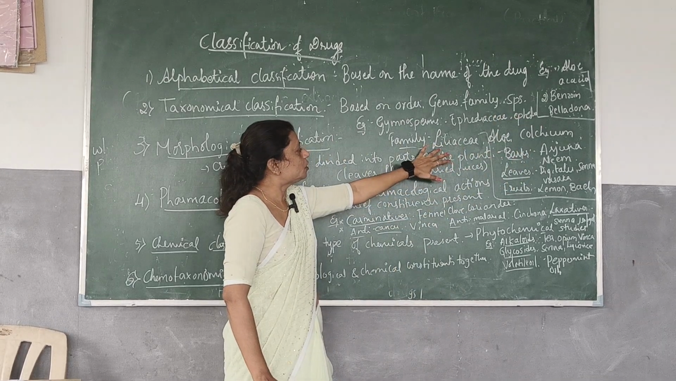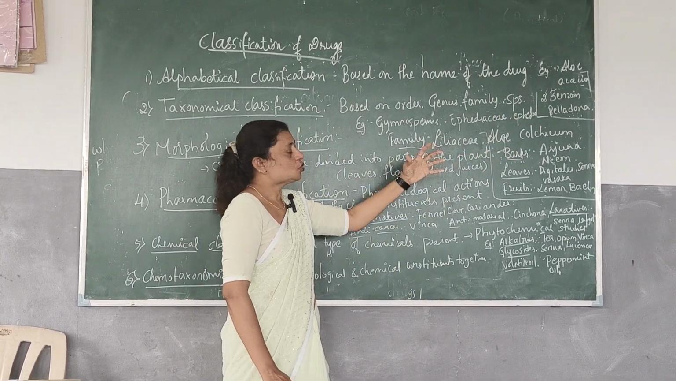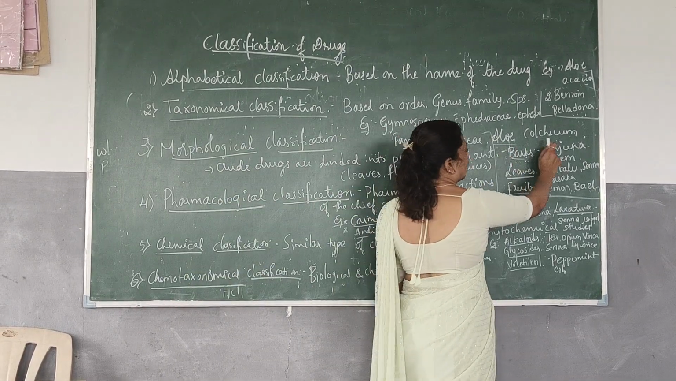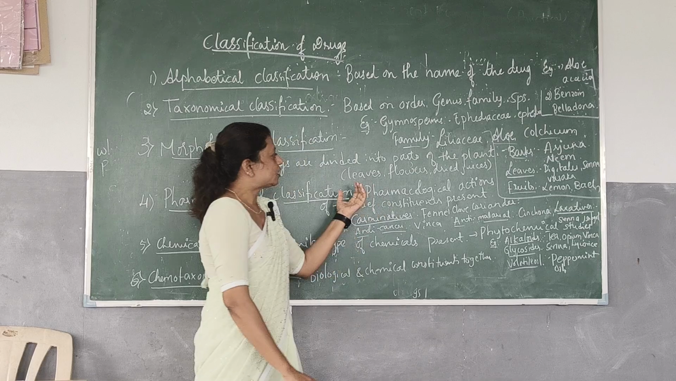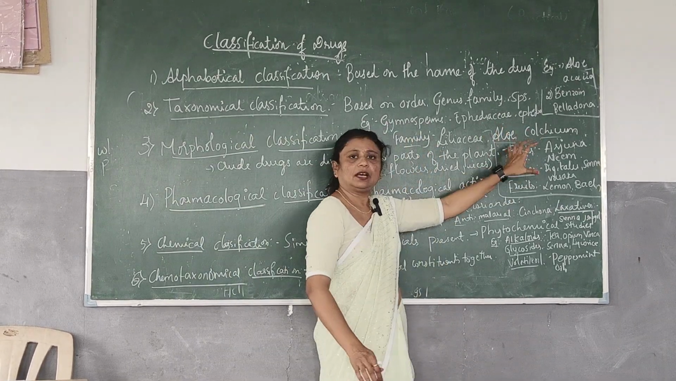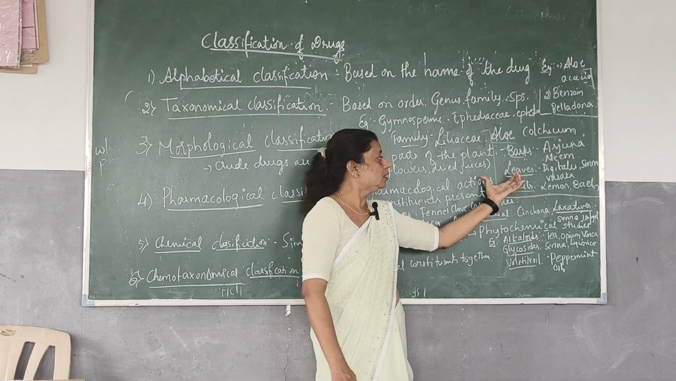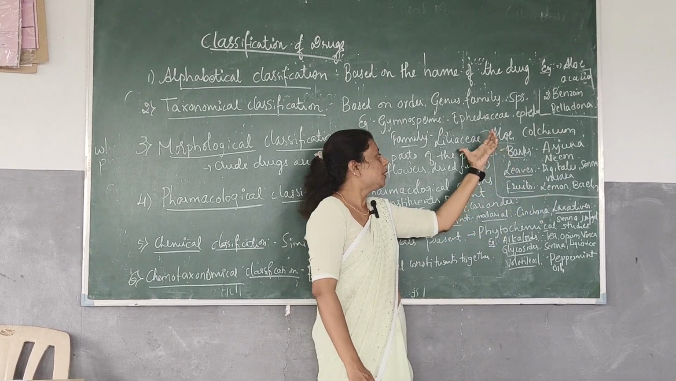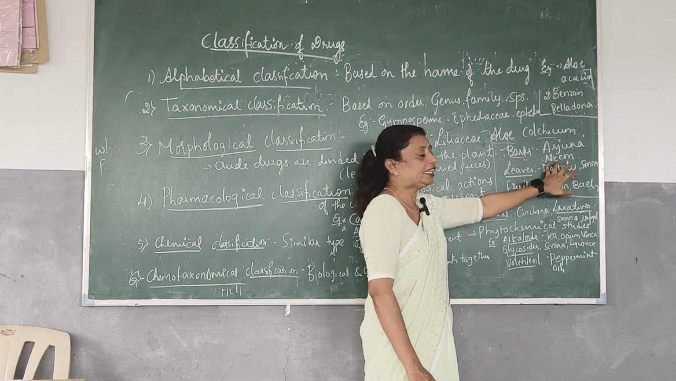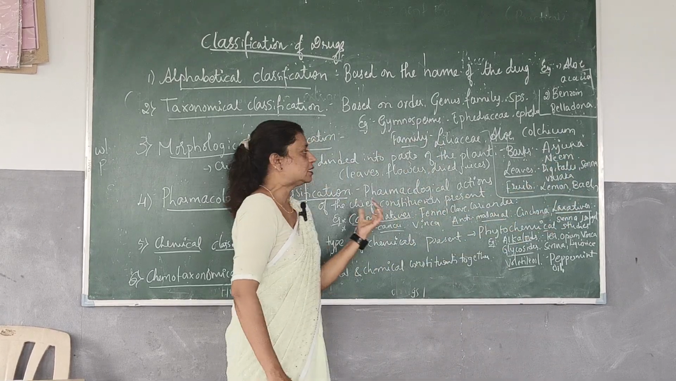Next is the drugs belonging to the family Liliaceae. Many drugs come under the Liliaceae family. Their examples are aloe and colchicum. Next, many of the stems are also coming under the family called Liliaceae, and the barks, Arjuna and Neem, are also coming under Liliaceae.